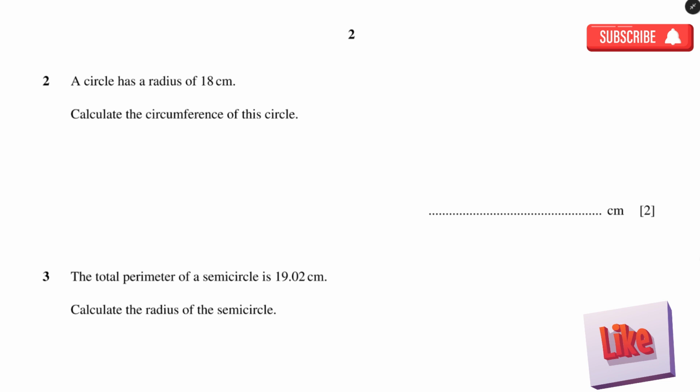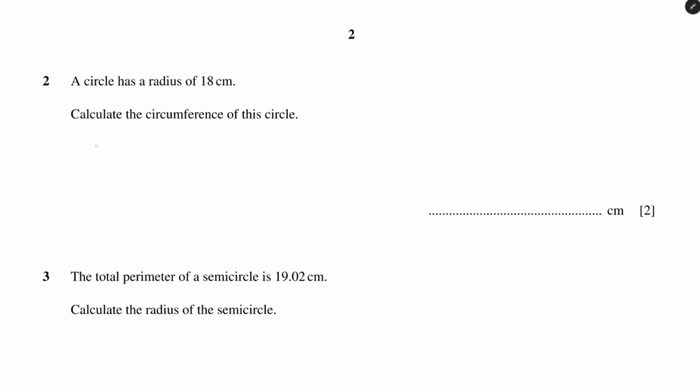Okay, now a circle has a radius of 18 centimeters. Calculate the circumference of this circle. Remember the formula, like we stated in our first part of this video, circumference is given by 2 pi r. All right, and this means 2 times pi times r. I advise that you stick with your calculator value, or you use 3.142 if you must use an approximation. In this situation, our radius is 18. I'm sticking with my calculator value.